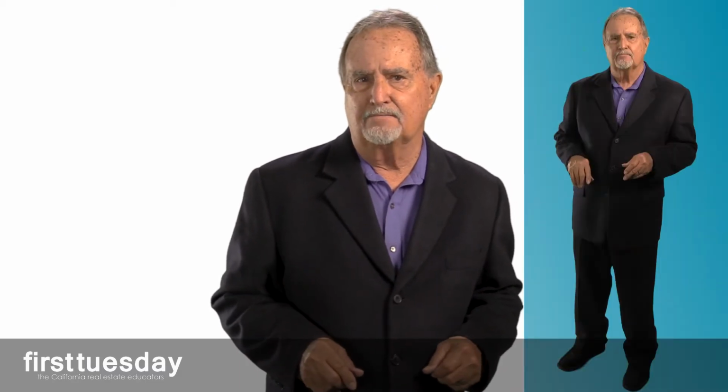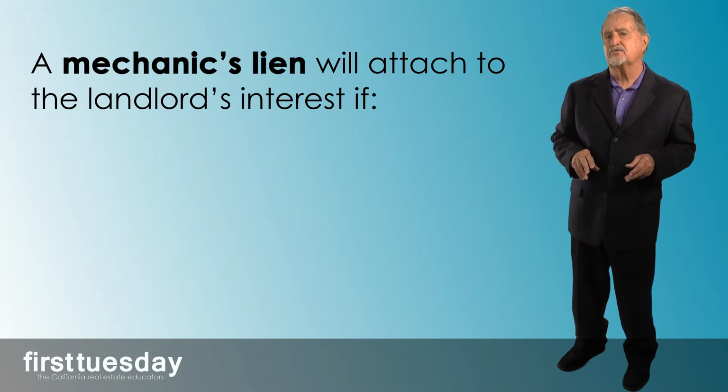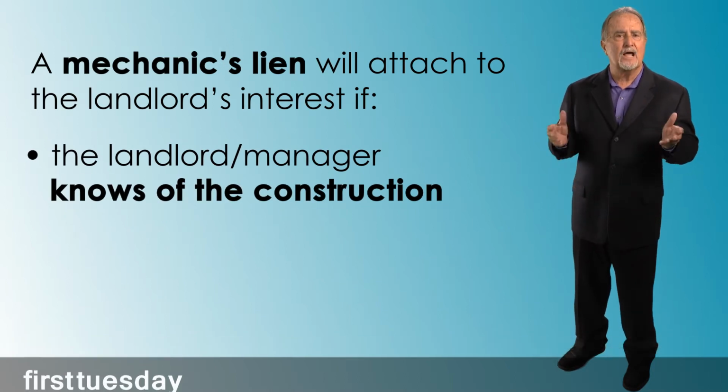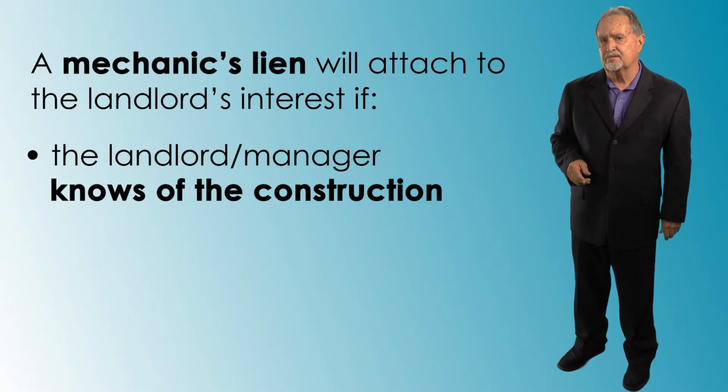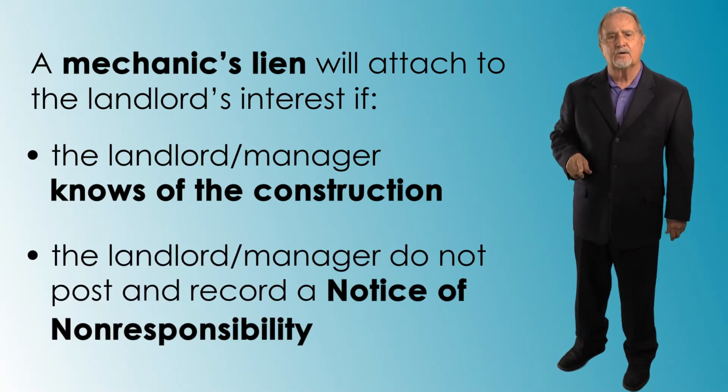Any mechanic's lien by a contractor for non-payment initially attaches to the tenant's leasehold interest in the property. However, the mechanic's lien also attaches to the fee simple interest held by the landlord if the landlord or the landlord's property manager acquires knowledge the construction is taking place and they fail to post and record a notice of non-responsibility. And exactly what is a notice of non-responsibility?